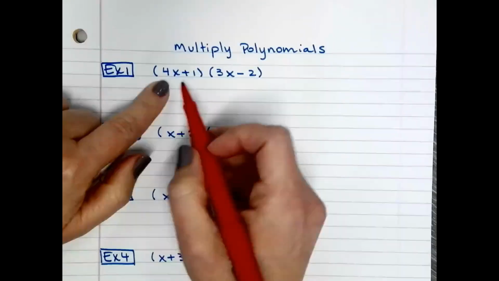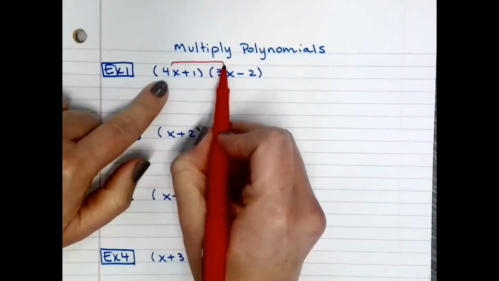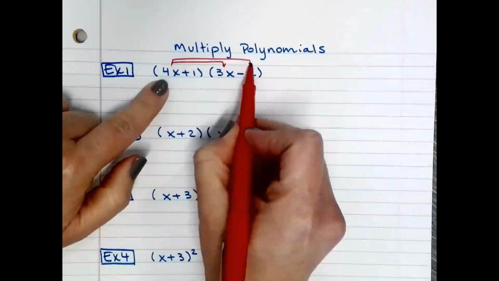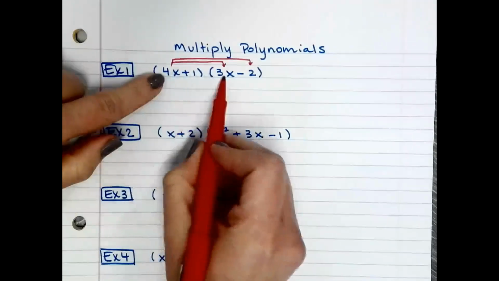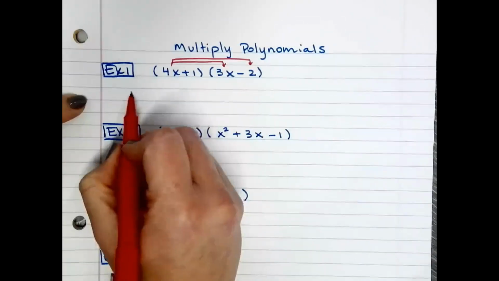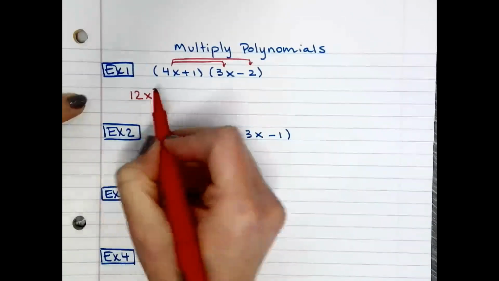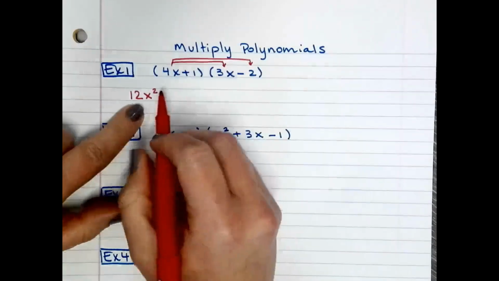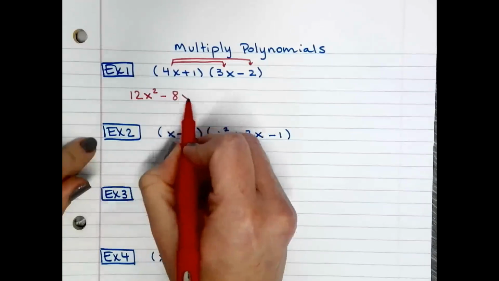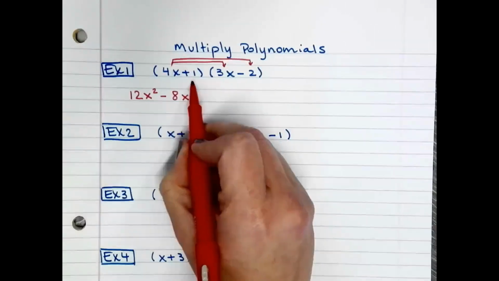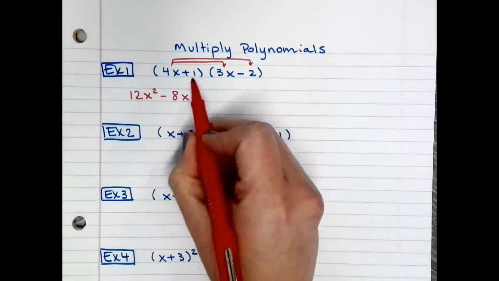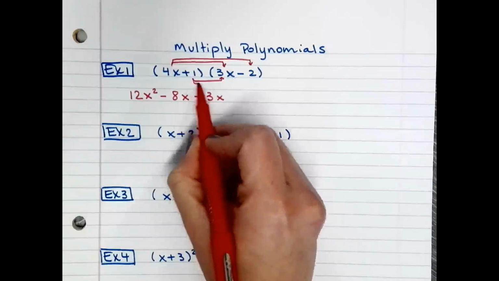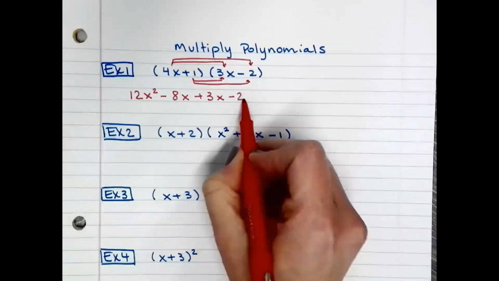So you have to multiply 4x times 3x, also 4x times negative 2. So 4x times 3x, we have 12x squared. And 4x times negative 2, you have minus 8x. Now, we also need to distribute 1. So 1 times 3x is 3x. 1 times negative 2 is negative 2.